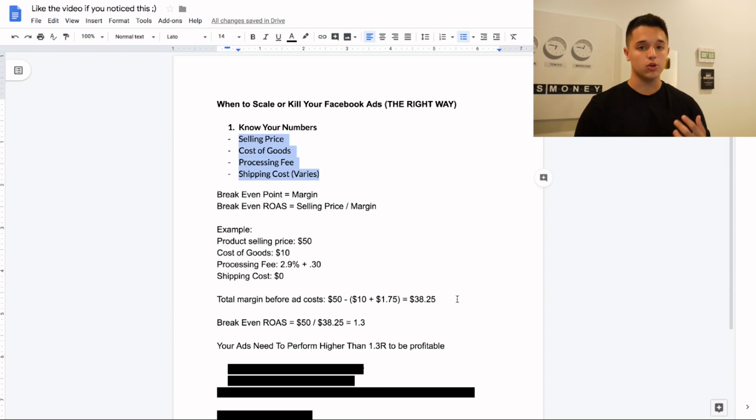But to calculate that a little bit easier and see it on our dashboard if you're making a little bit of sales is having that break-even ROAS. So the way you do that is you divide your selling price by your margin. So I'm dividing $50 by $38.25, and that brings me to a 1.3 break-even ROAS. So my ads need to have higher than a 1.3 ROAS in order for me to be profitable.